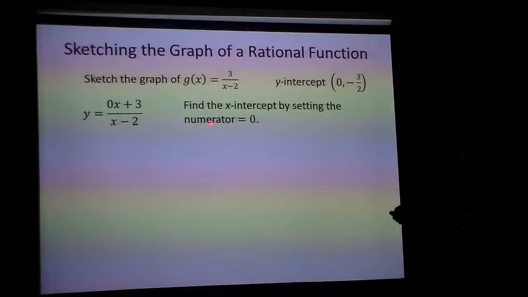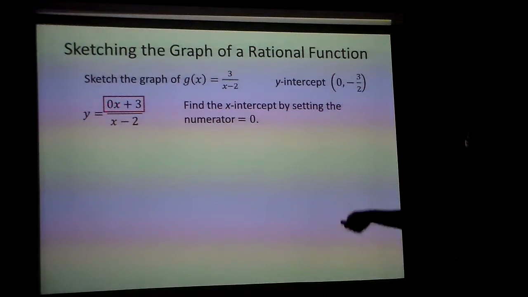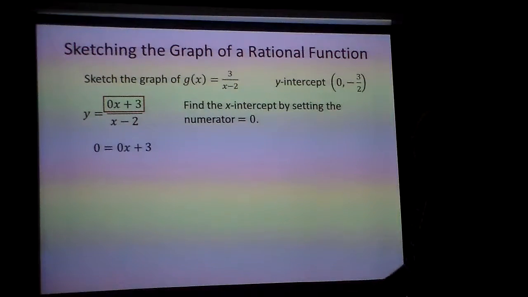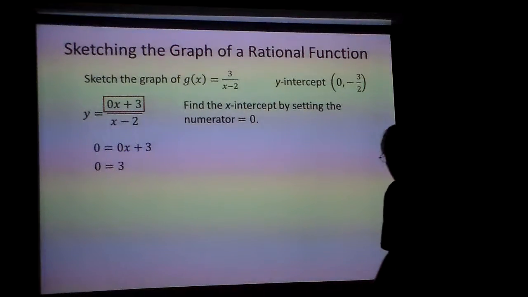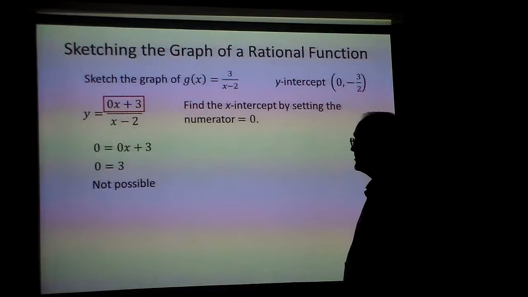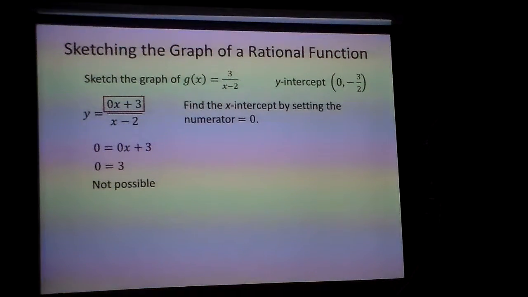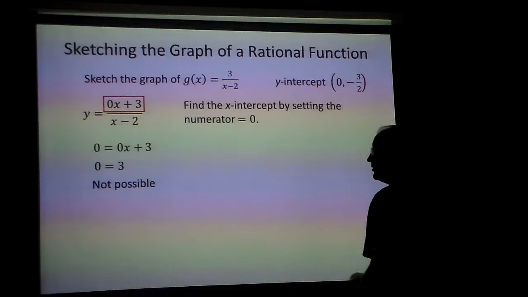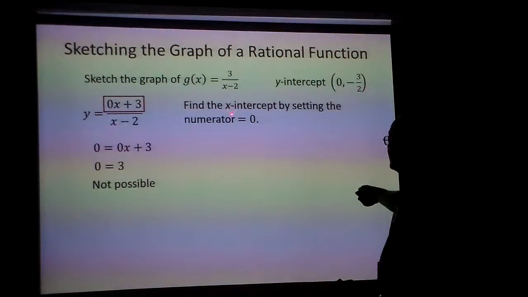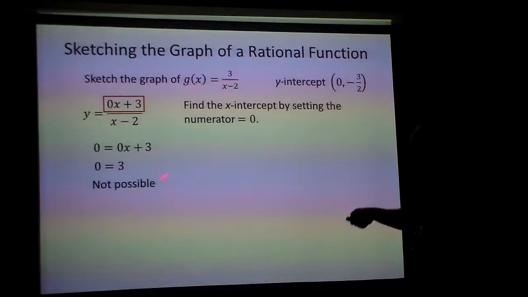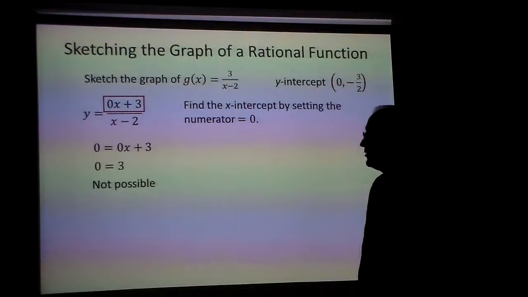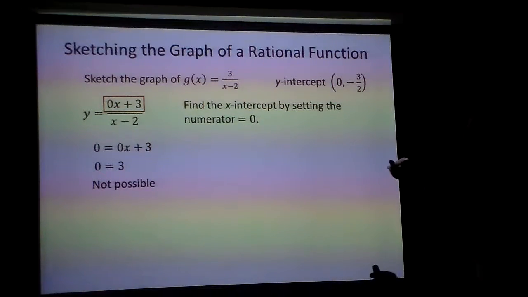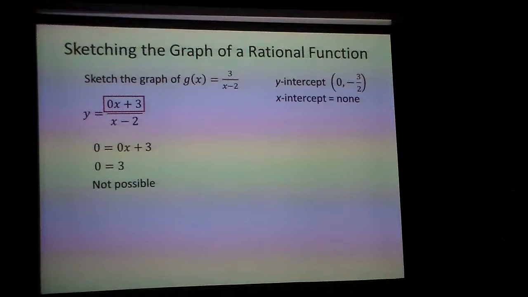You find it by setting the numerator to 0. That has to be 0. So what I'm going to do is this: 0 equals 0x plus 3. Well, 0x is the same as 0. Does 0 equal 3? No, it does not. So therefore, there is no x-intercept on this particular problem. This was a little unique, but there's no x in the numerator. Therefore, there is no x-intercept. So the x-intercept is none.